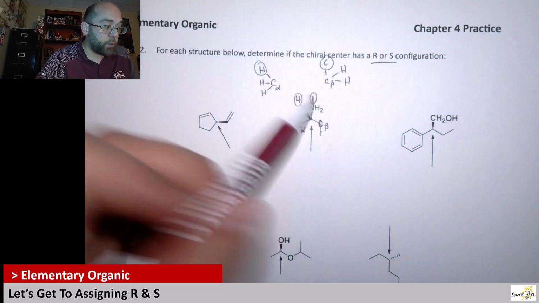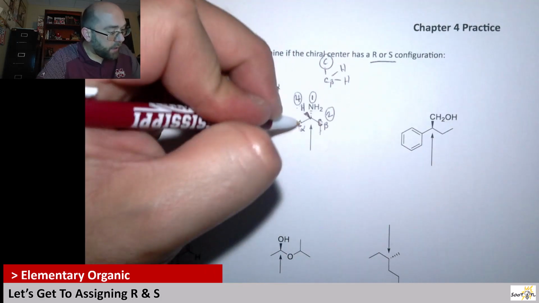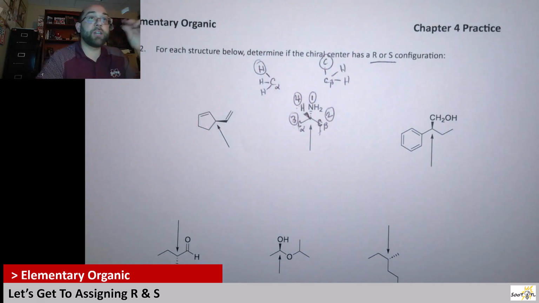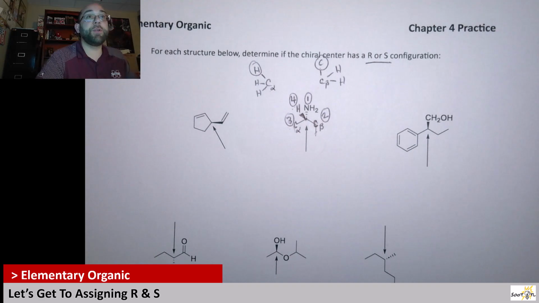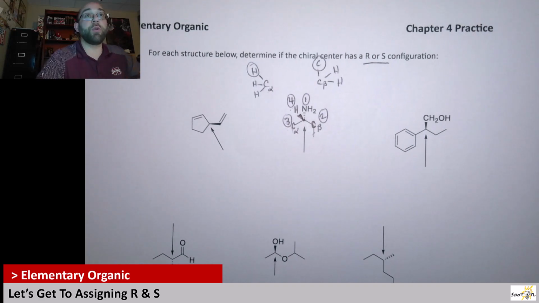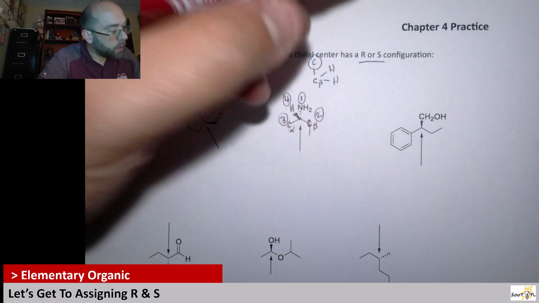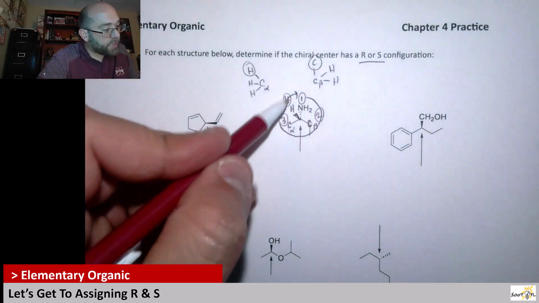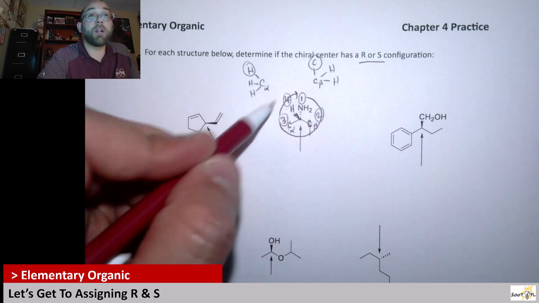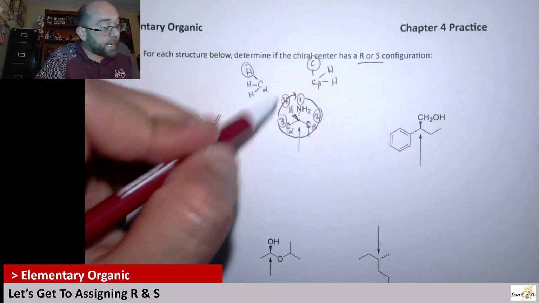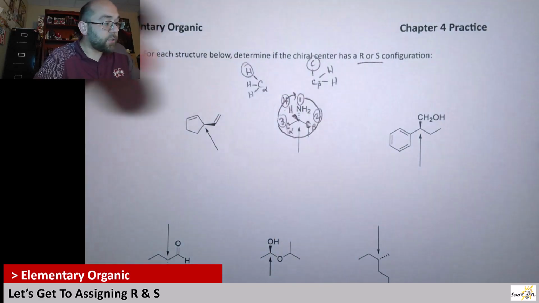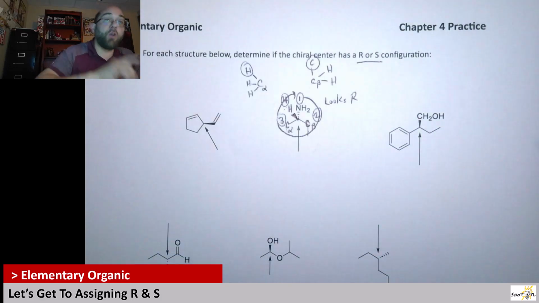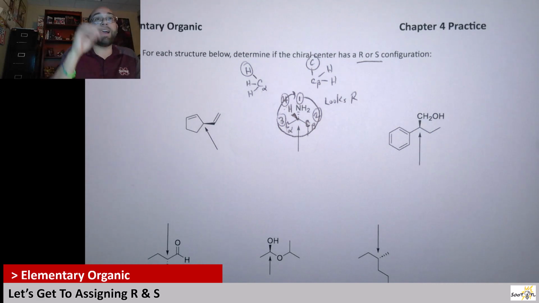So the next in priority would be 2, and then here it's going to be 3. Now we make a circle. We go from 1 to 2 to 3 back to 1. And you notice that the circle I'm forming is going in a clockwise fashion, or what I like to say, overhead right. So it looks like it's R. If the circle goes clockwise, overhead right, it looks R.